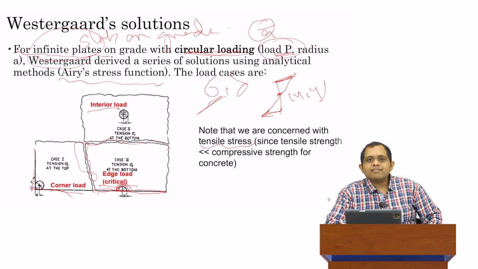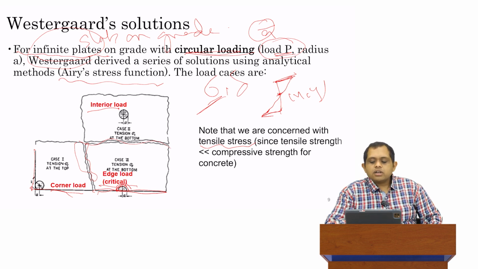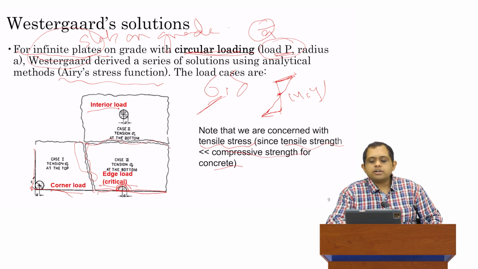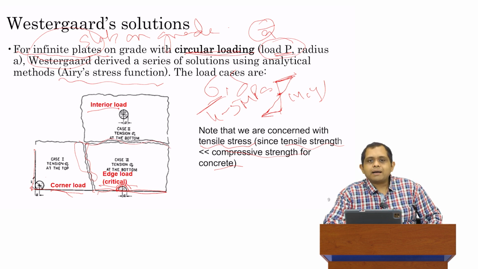Why are we interested in tensile stress and not compressive stress? Simply because the tensile strength of concrete is much less than the compressive strength of concrete. As a simple rule of thumb, the tensile strength of concrete might be between 4 to 5 megapascal. We saw this about 2 lectures ago. Whereas the compressive strength can easily be 10 times of this. Which means if failure is going to happen, it is first going to happen in tension rather than in compression. So that's why Westergaard was particularly interested in calculating the tensile stresses.